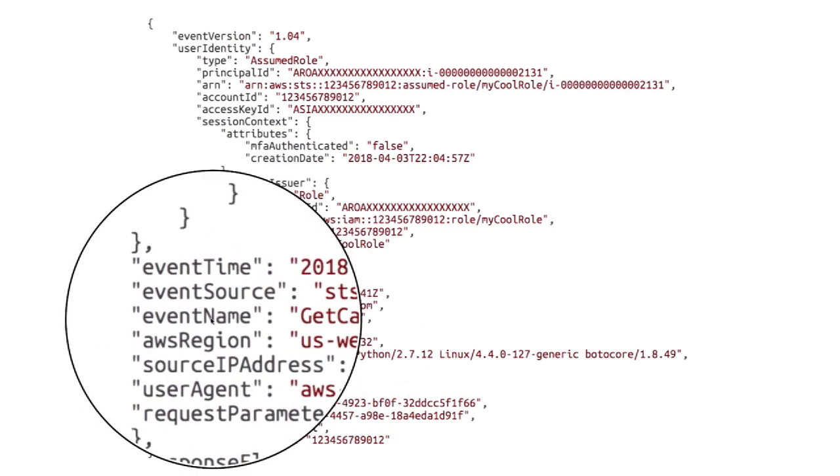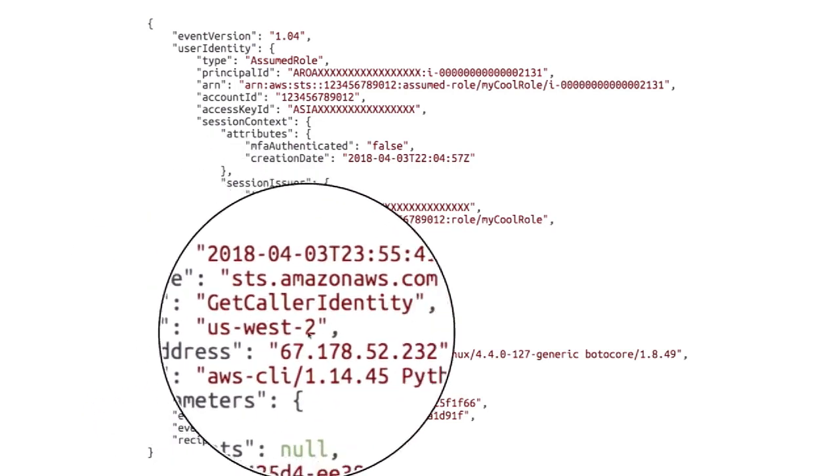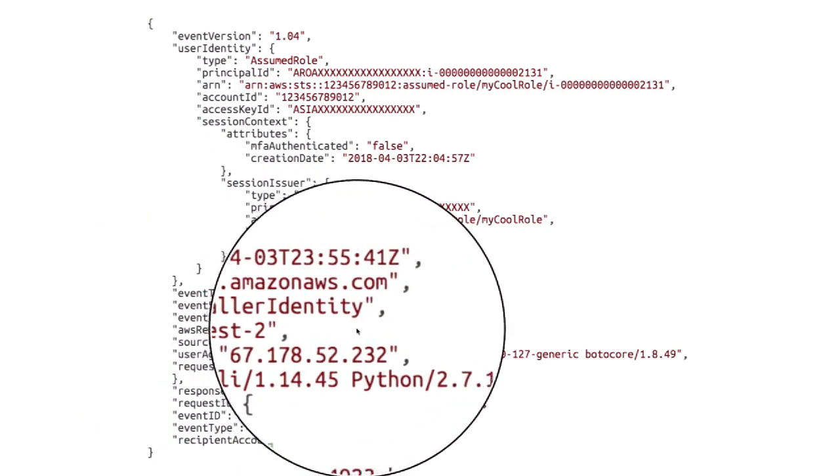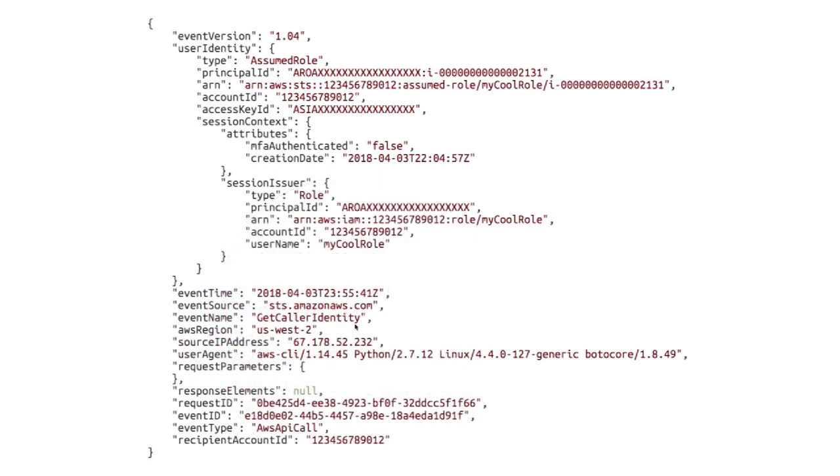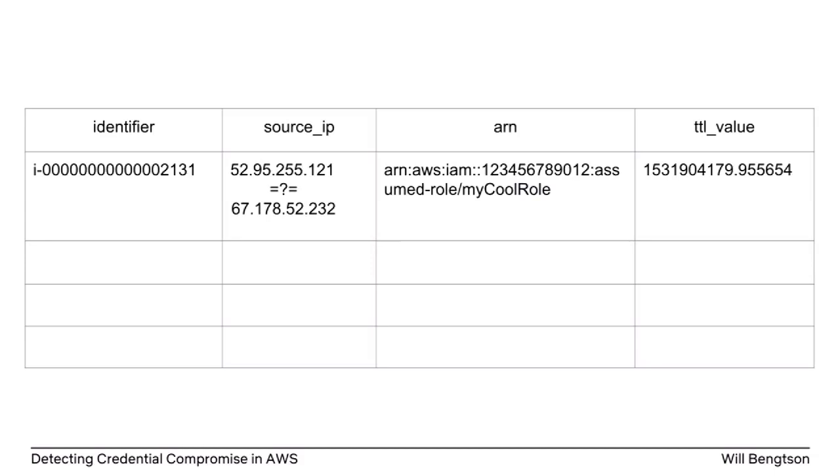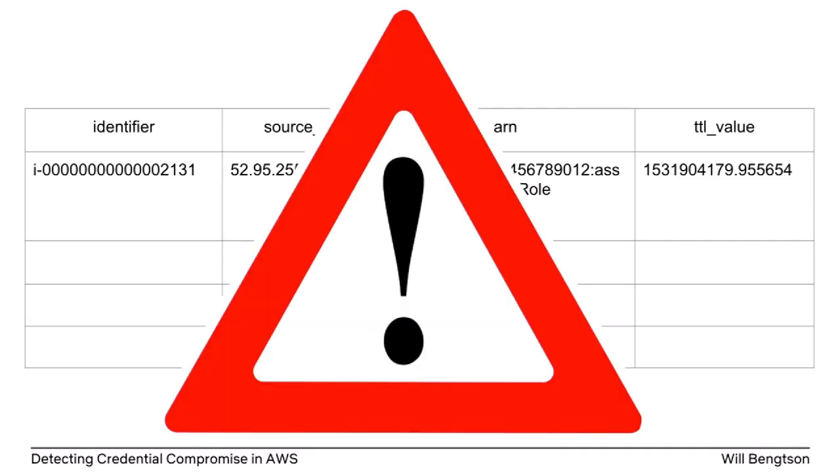But once again, our source IP is what we really care about. And in this case, it's 67.178.52.232. This is a San Jose IP. It's most likely my house for this demonstration. And this is another question that we ask, does this match? So in this case, we know these two IPs don't match. So this would trigger an alert of potentially compromised credential.